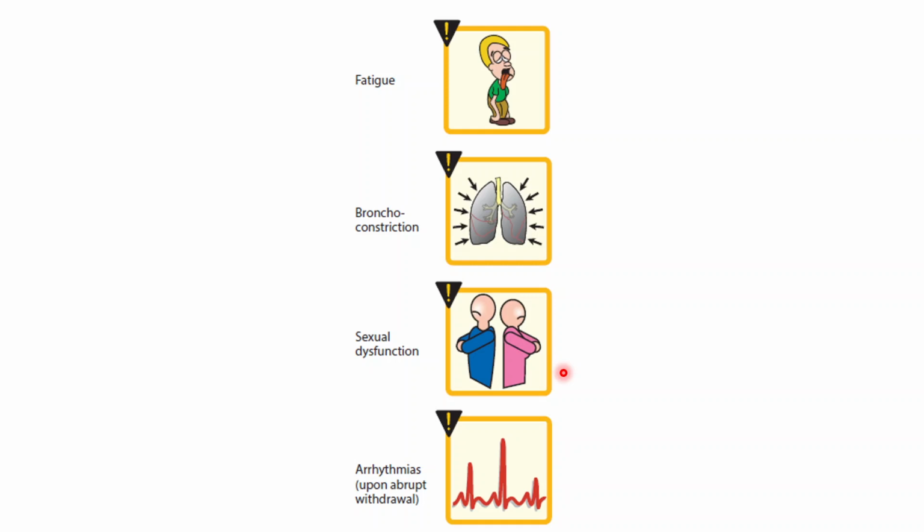The less lipophilic the drug, the fewer central nervous system side effects may be seen. For example, atenolol will cross the blood-brain barrier less, and that is why there are fewer central nervous system side effects.